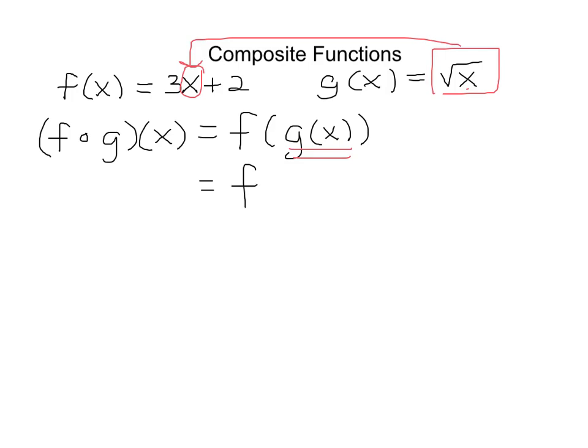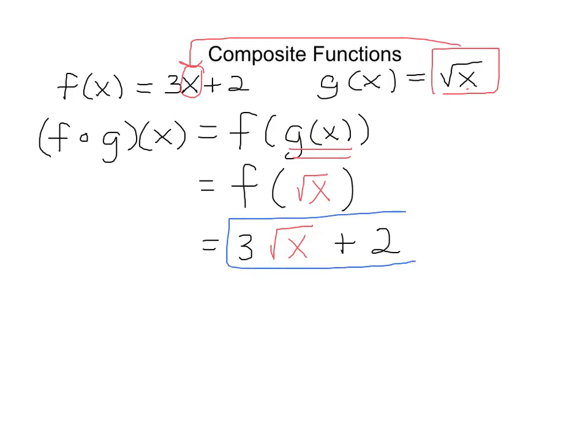We're going to, like I said, replace g of x with square root of x. And then we're going to take that and put it into the f function in place of the x. So 3, and instead of x, square root of x, plus 2. Now in this problem, there's not much more we can do with that to simplify the expression. So the function 3 square root of x plus 2 is the composite of f of g of x.